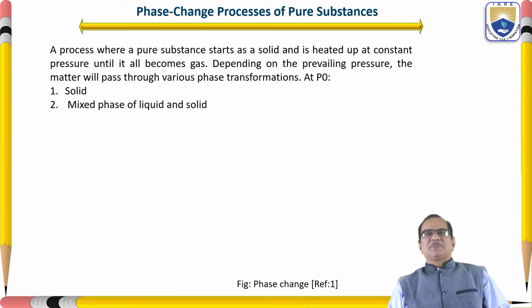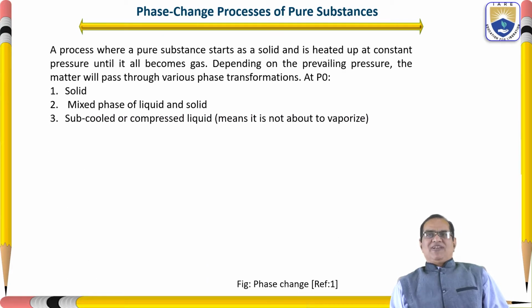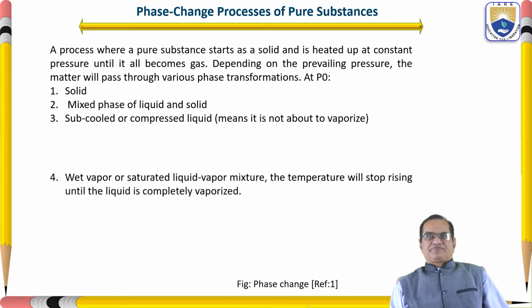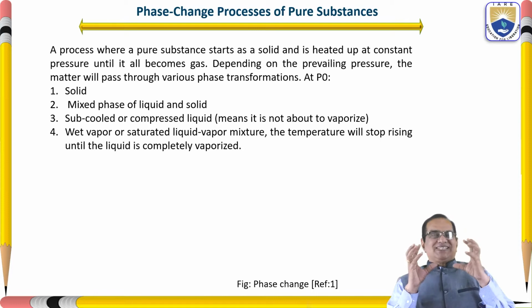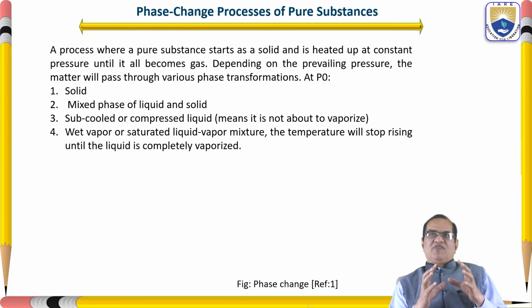So what is the solid now? So we have solid, then mixed phase of liquid and the solid. Third one is subcooled or compressed liquid, meaning it is not about to vaporize, meaning very cold. This I am going to discuss. Next is a wet vapor or saturated liquid-vapor mixture. The temperature will stop rising until the liquid is completely vaporized. So the first one is the solid, the next one is the mixture of liquid and the solid.